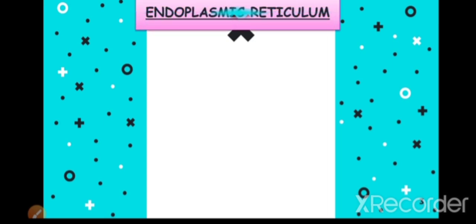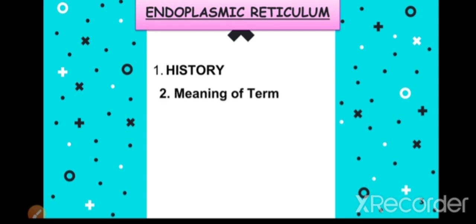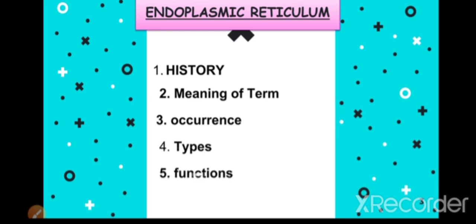By the end of this session we will learn about the history of the endoplasmic reticulum, the meaning of the term endoplasmic reticulum, the occurrence of the endoplasmic reticulum, the different types of endoplasmic reticulum, and what exactly the functions of the endoplasmic reticulum are. All these 5 points we are going to cover today. Let's move towards our first point, the history of the endoplasmic reticulum.